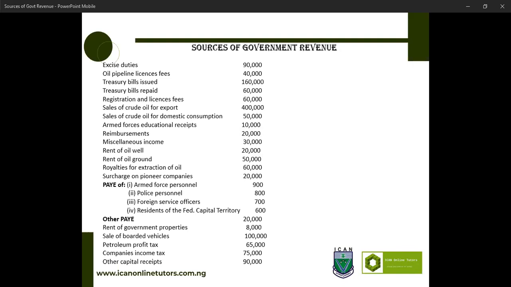Federation. Oil pipeline license fees. CRF. I think that's to do with oil. Mining. It has to do with mining. We have two mining. We have mining. That's Federation.